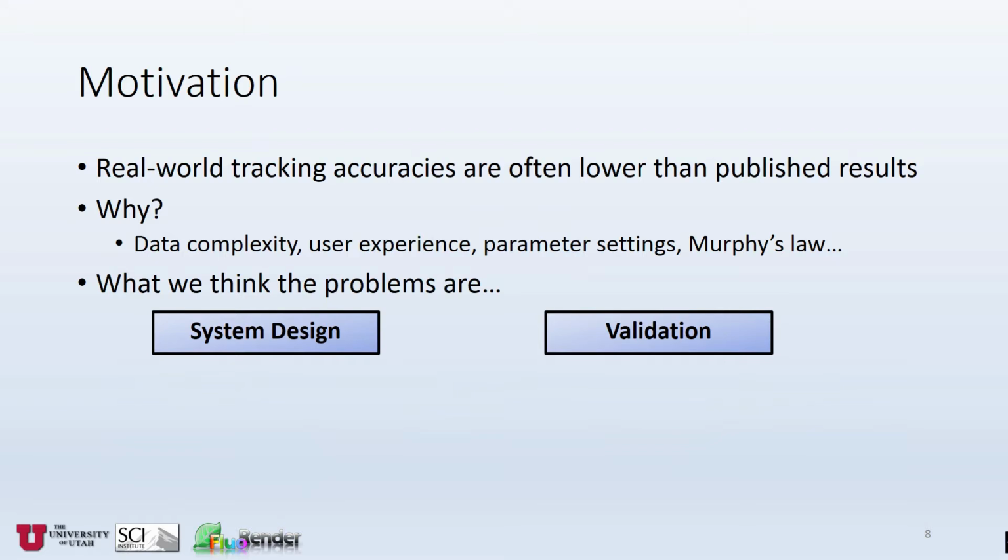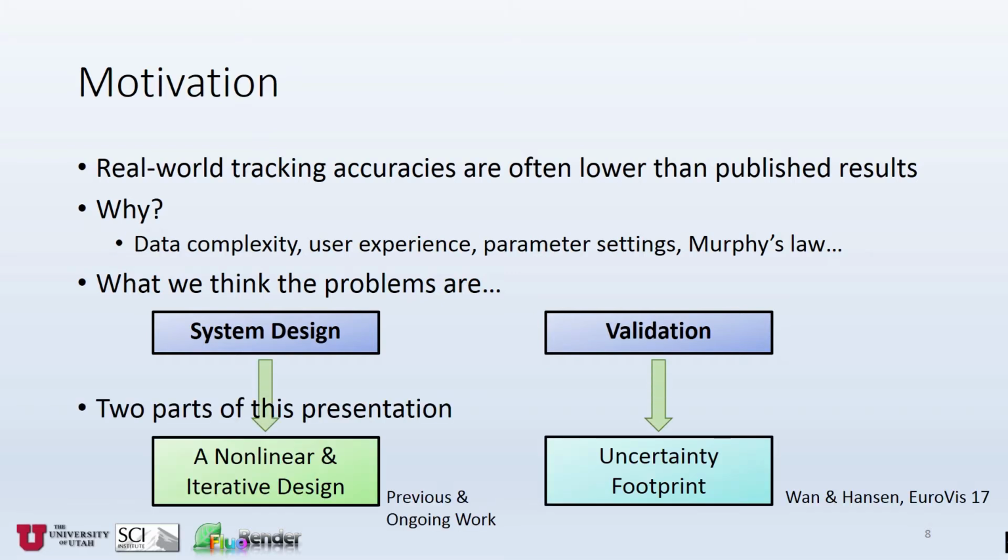Since we identified the two fundamental problems in cell tracking as system design and validation, our work has been to address the issues. It leads to the two parts of this talk. The first part is a description of the system design for cell tracking in FluoRender. We adopted a nonlinear and iterative design. Different modules of the system include our previous and ongoing work. The second part presents a novel validation method for cell tracking algorithms. We call the method the uncertainty footprint. This part of the talk will also be presented at Eurovis later this year.